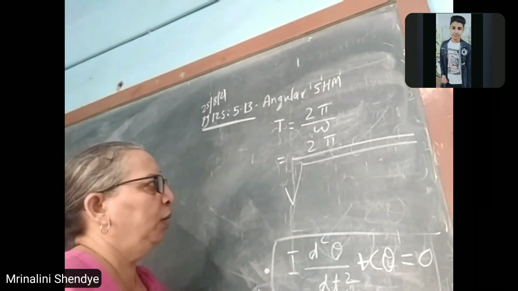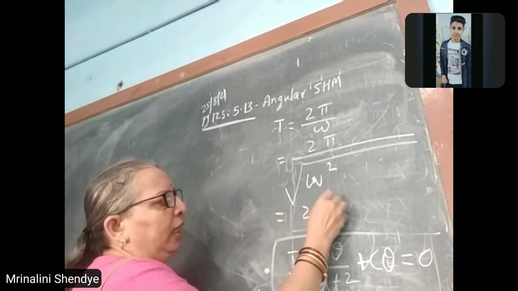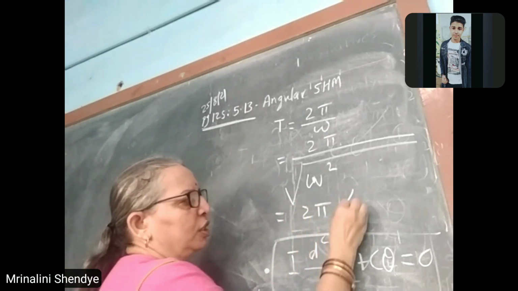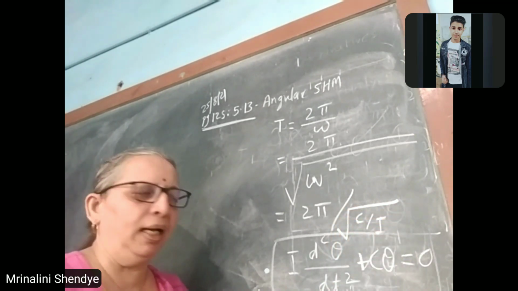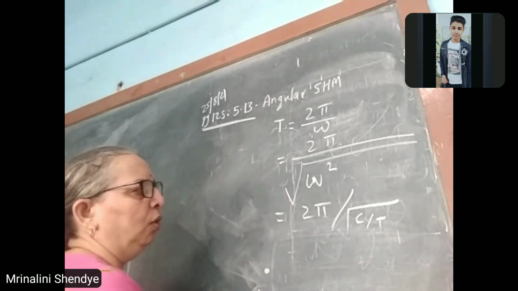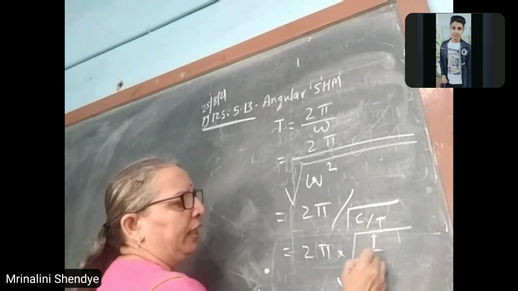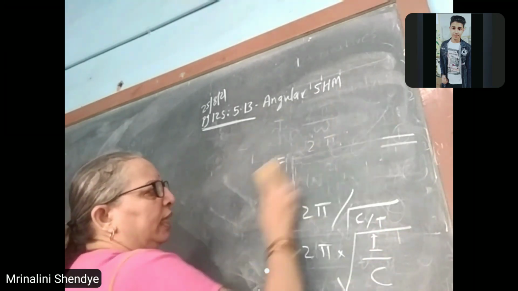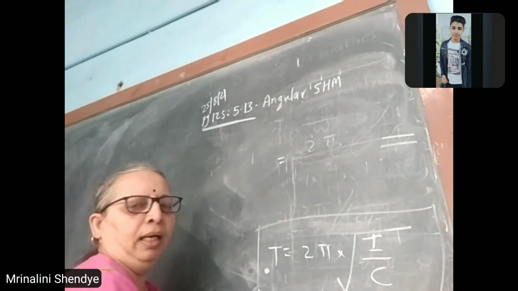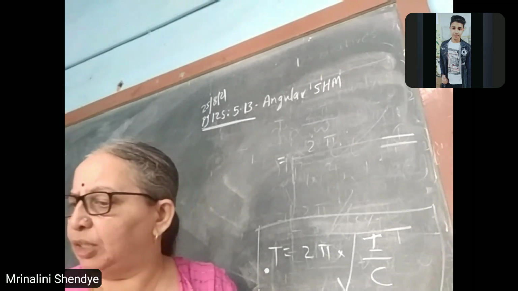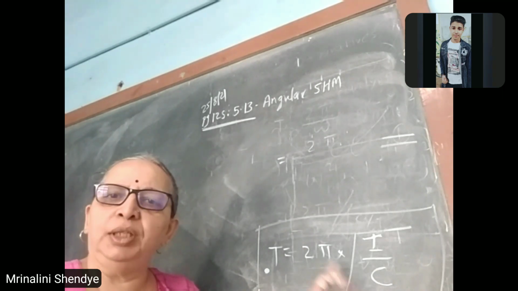So it will be omega square, and this omega square then we can write 2 pi upon square root C by I. ये C by I ले सकते हैं ओमेगा की वैल्यू, ओमेगा स्क्वायर की वैल्यू. So you can write it as 2 pi into square root I divided by C. So this gives you general expression for time period in angular SHM, 2 pi square root I by C. हाँ, ये तो जनरल एक्सप्रेशन हो गया.